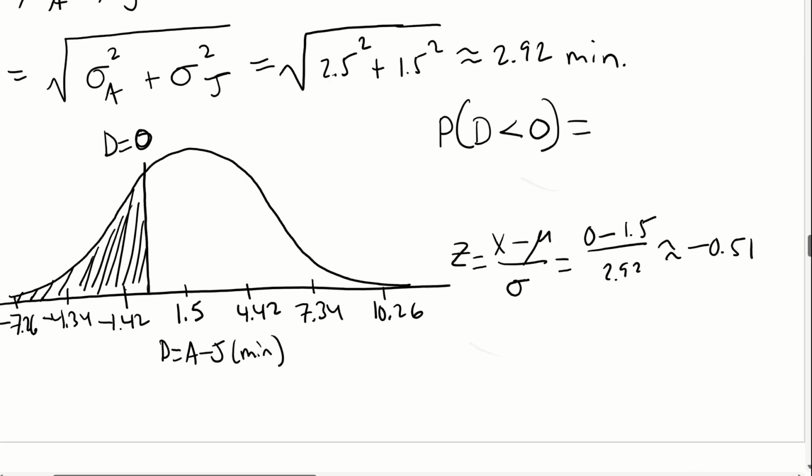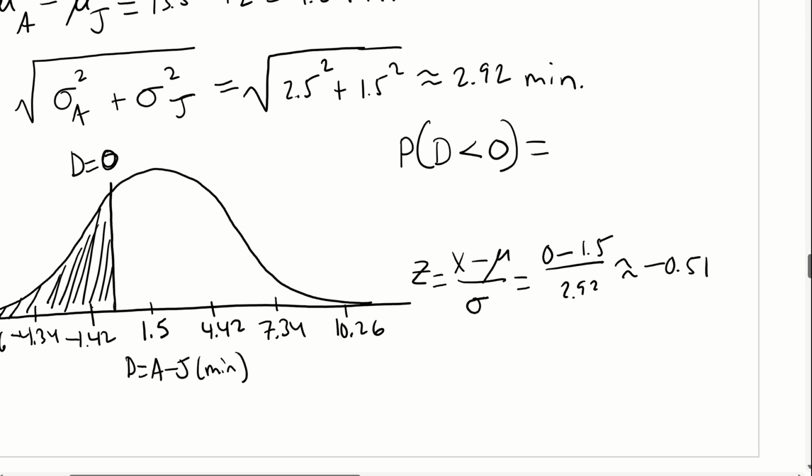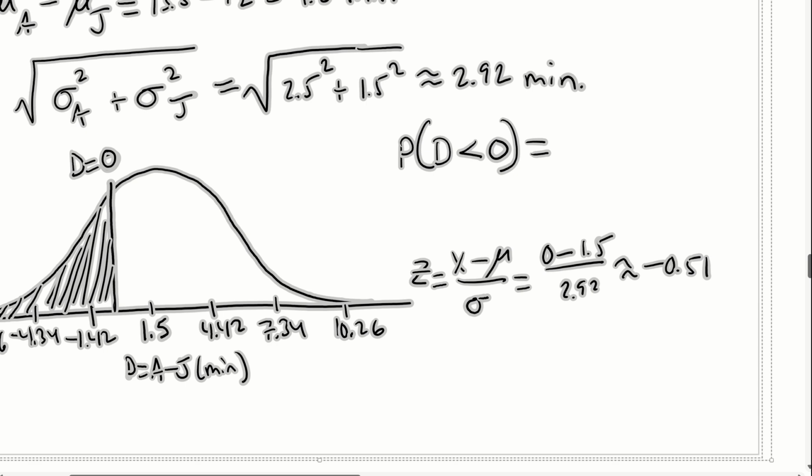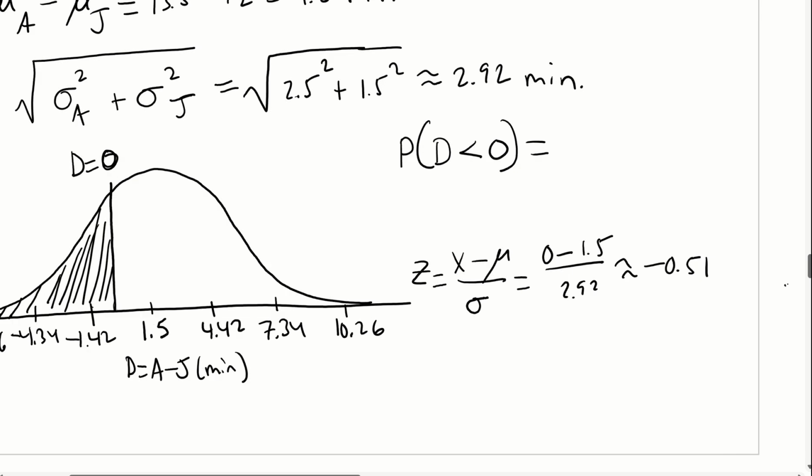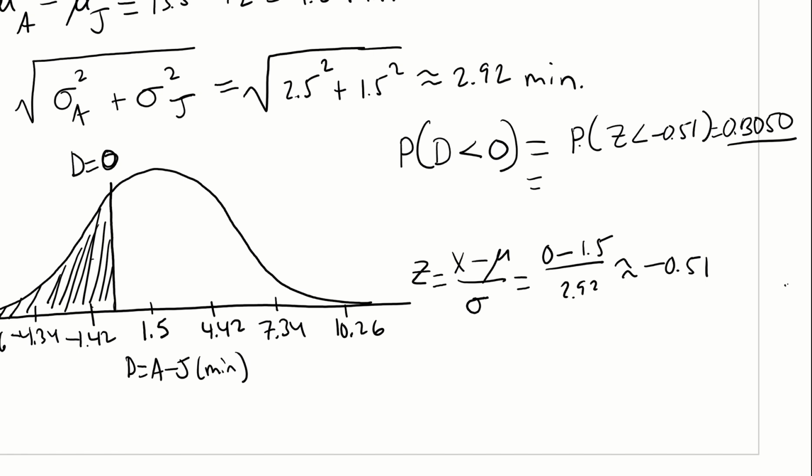All right. Okay. So now we know the probability. And remember, the table gives us the area to the left, so that's what we're looking for. So I'm going to write that this is the same thing as the probability that Z is less than negative 0.51, which is 0.3050.